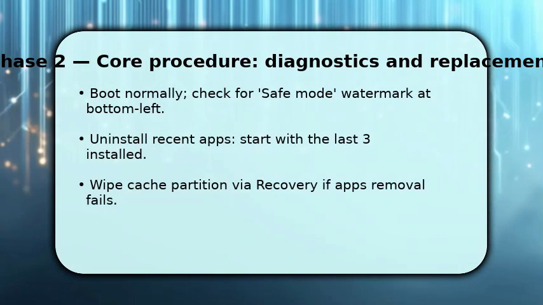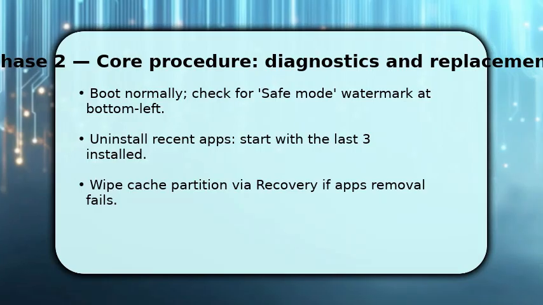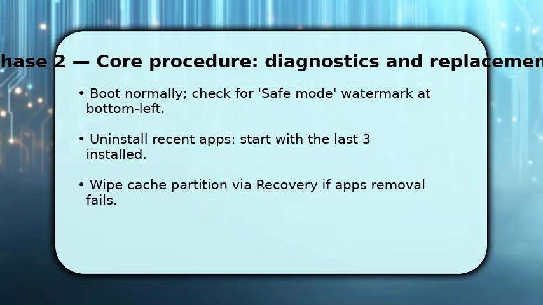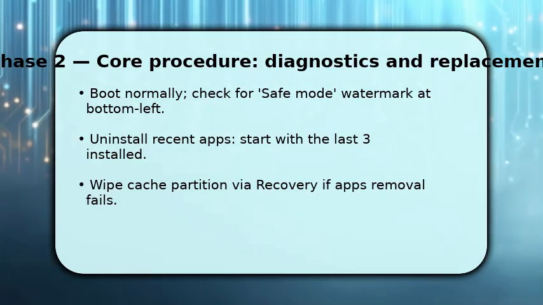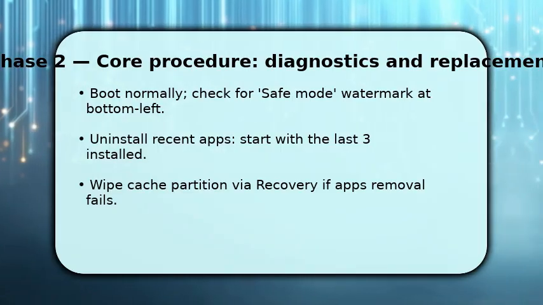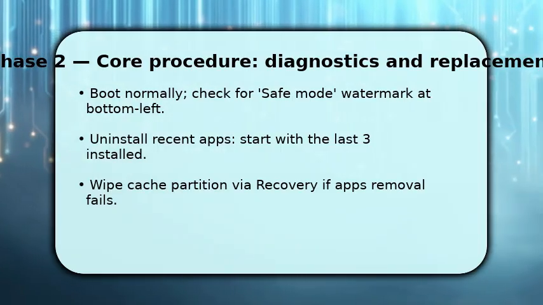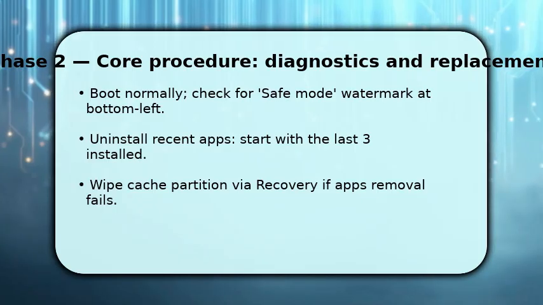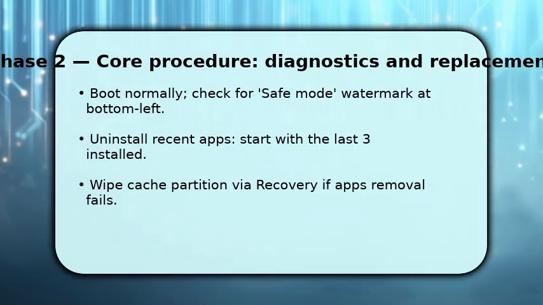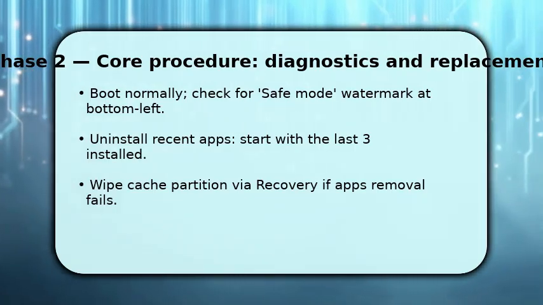Once your phone restarts, look for the safe mode label at the bottom left. If present, you're still restricted to system apps. You should uninstall the most recent apps first, because one bad app commonly triggers safe mode. Go to Settings, Apps, sort by install date, then remove the last 2 or 3.